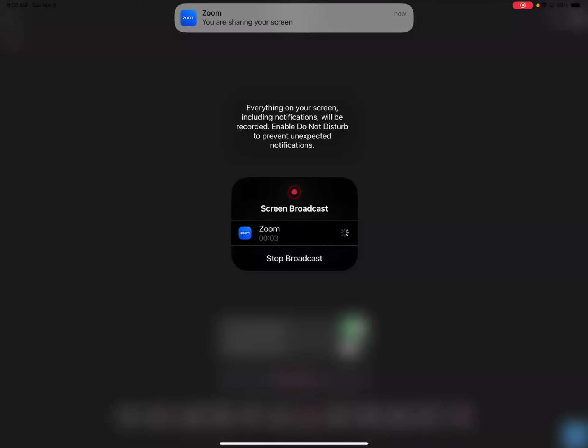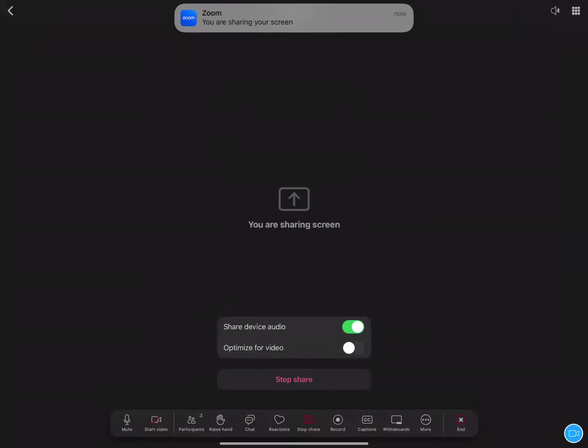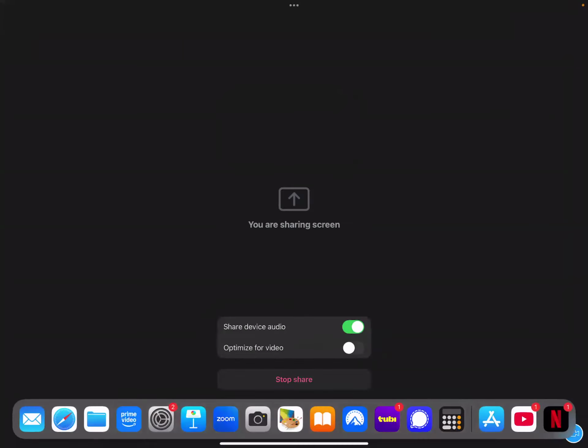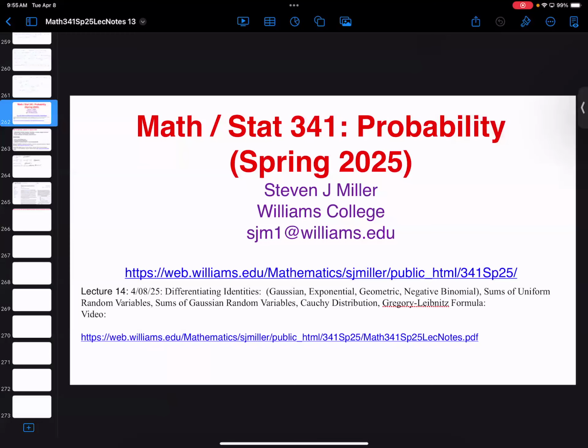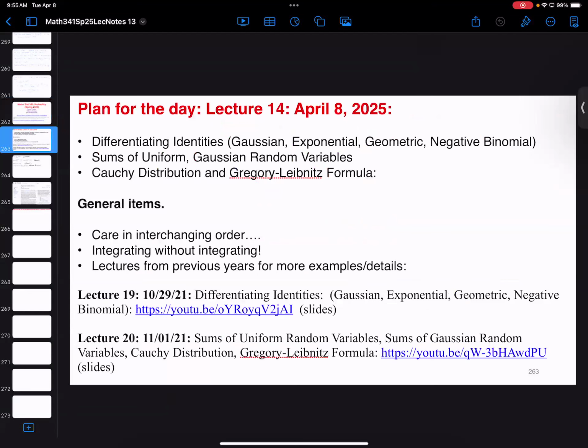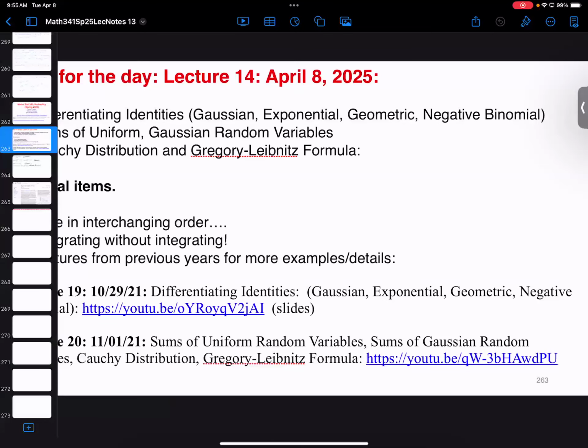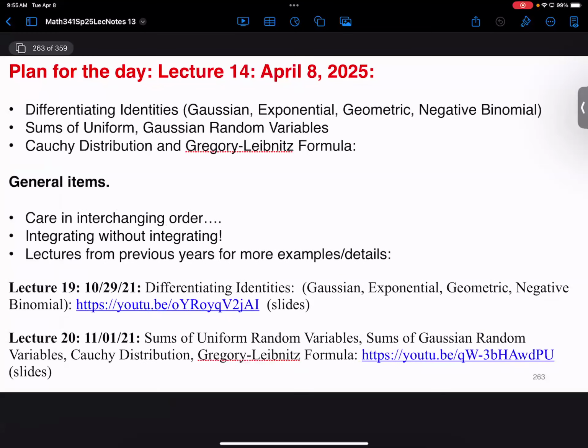Thursday is going to be an application day where we are going to see how can we actually use the stuff that we've been covering to do things that we might care about. So what I want to do today is I want to talk about one last example of differentiating identities. So we've already done some of these examples. We've done the Gaussian, we've done the exponential, we've done, I think, the geometric. I'm going to focus on the negative binomial.